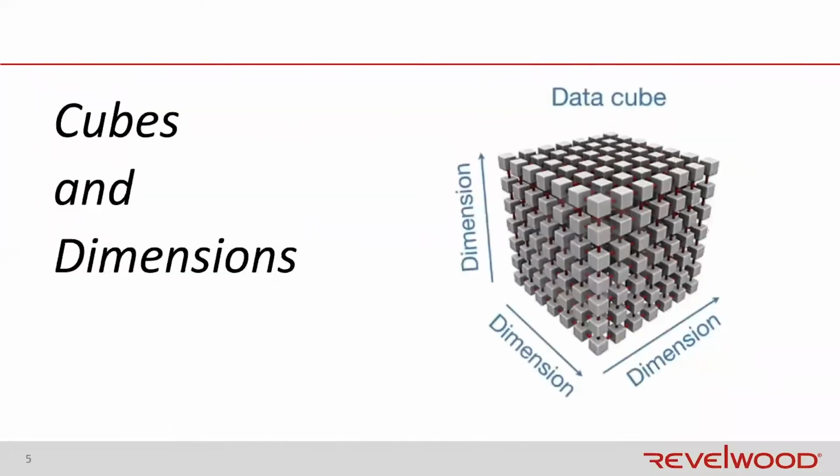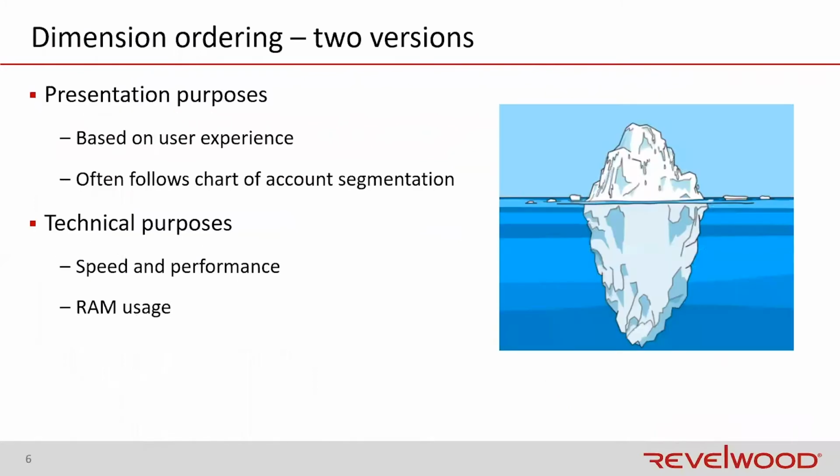Okay. Talking about some of the optimization, some of the things that we can do, let's start with your structure. Let's start by looking at the cubes and the dimensions. The way I want to start is by talking about dimensions and getting an understanding of the way that you create your cube. The dimension ordering is something that's very important. But there are 2 different reasons that you would do dimension ordering: presentation purposes and technical purposes.